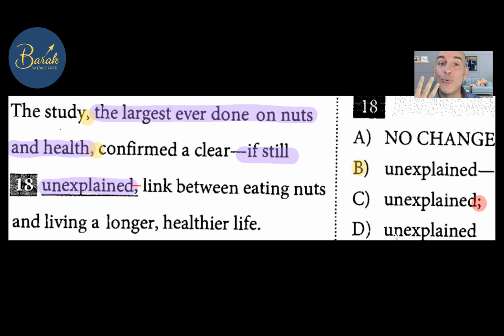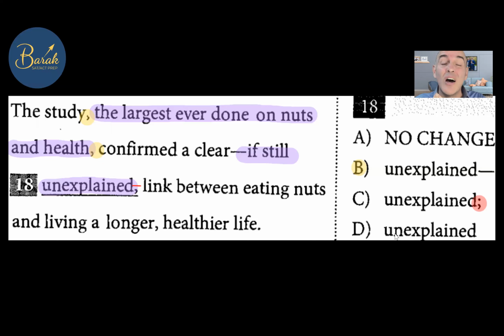The SAT is really three tests, and same with the ACT. There are easy questions that almost everybody gets right. There are medium questions that about half get right and half get wrong. And then there are hard questions that almost everybody gets wrong. So if you want to take the level of difficulty down, just simplify the sentence. One very easy way to simplify the sentence is just to remove anything in parentheses, like, for example, the part in the largest ever done on nuts and health. Then you could read the sentence as: the study confirmed a clear link between eating nuts and whatever. Always simplify, always summarize, always compress. Use 10-year-old language.